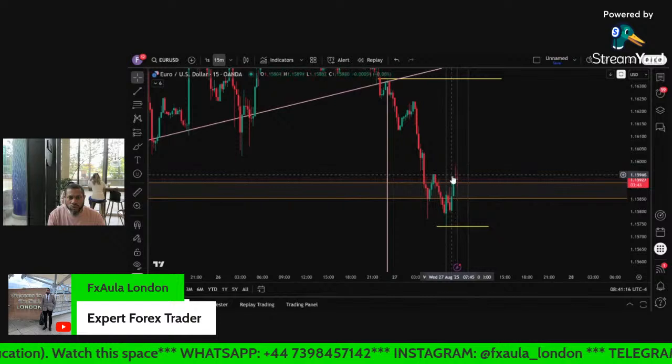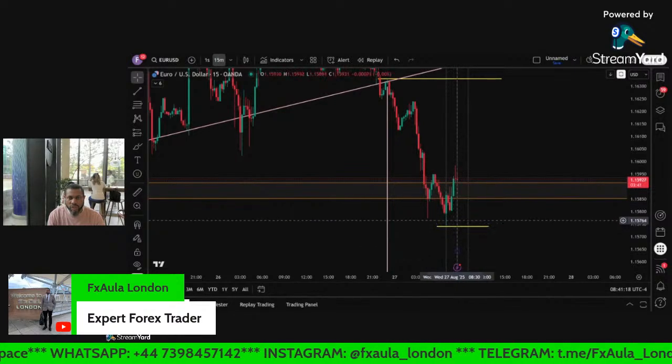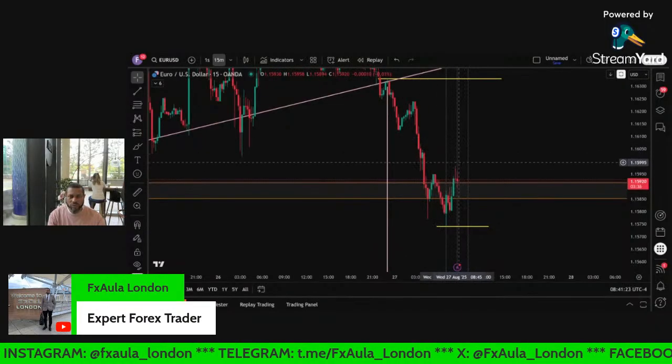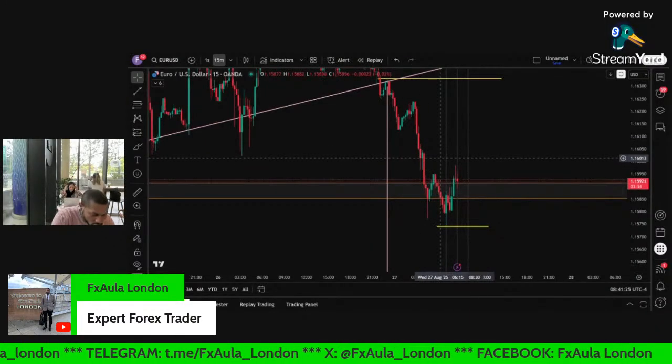So we're looking for swing highs and swing lows that formed before 8:30 a.m. US time. That's what we're looking for, which is 1:30 p.m. UK time.